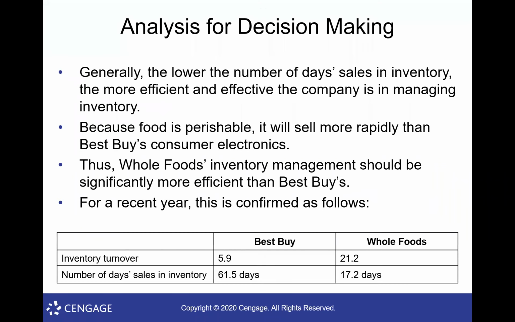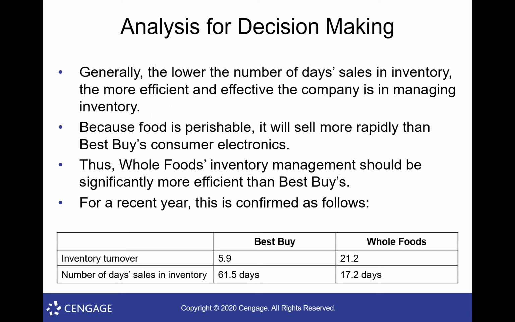All right, so here's an example. We didn't have the numbers, but it's just comparing two to each other. So Best Buy's inventory turnover is 5.9. Whole Foods is 21.2. And so for Best Buy, it takes them on average 61.5 days to sell a piece of inventory. Whole Foods takes 17.2 days. So I think these are a couple of interesting companies to compare.